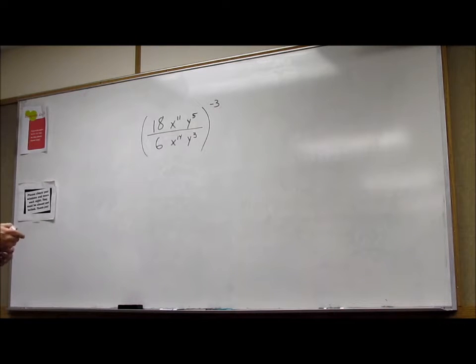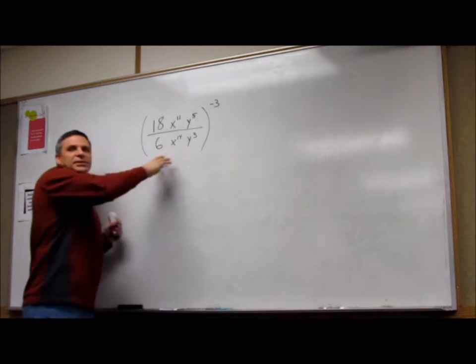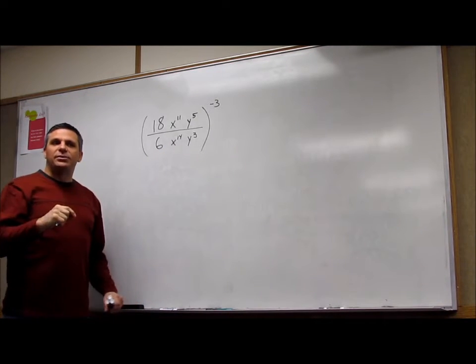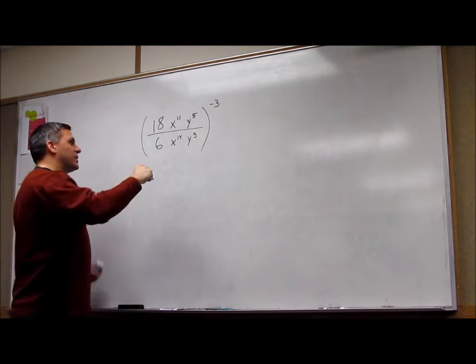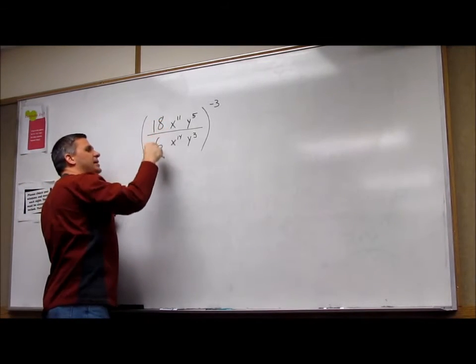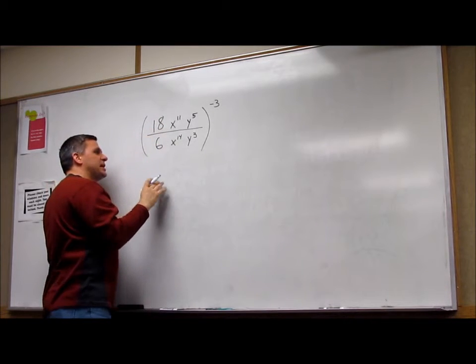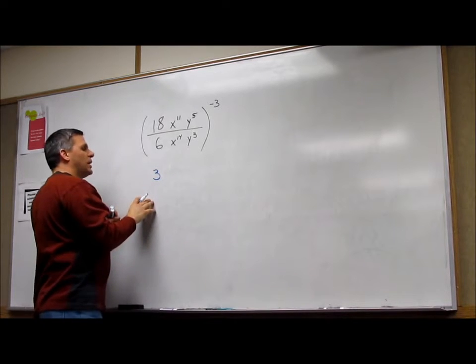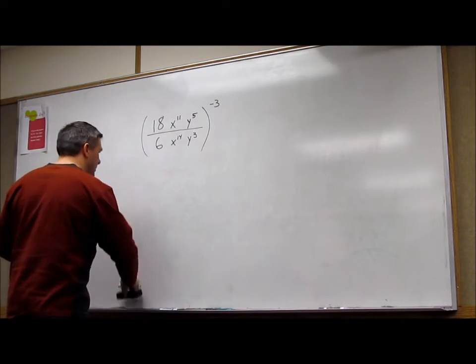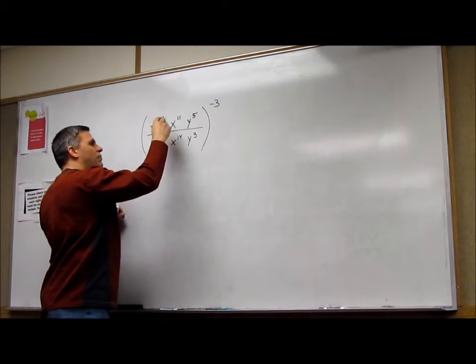But here we go. First step, stay inside the parentheses. Break it down. Do your division math first. Okay? So we're going to divide the 6 into the 18. And how many times does 6 go into 18? 3. Okay? In fact, I'm going to write this a little higher so I got plenty of room. 3. Okay? And then we got to break down the x's.